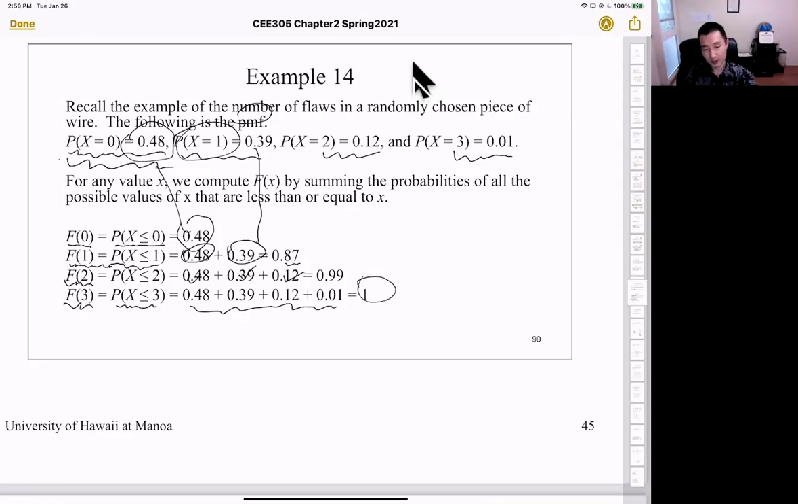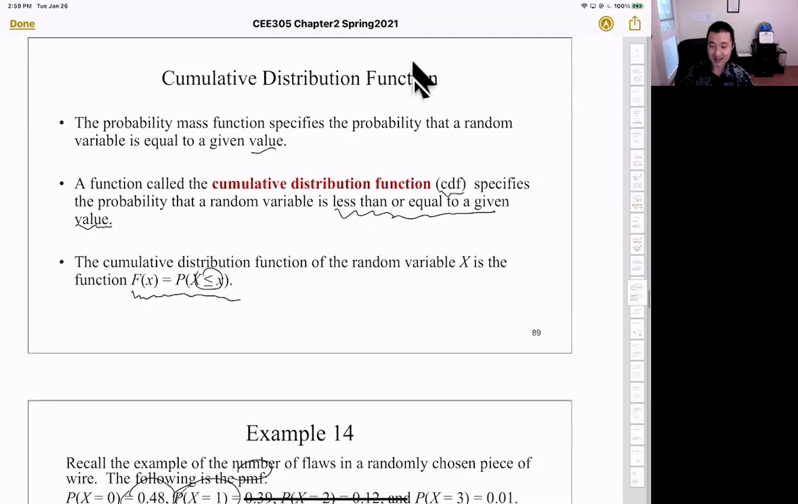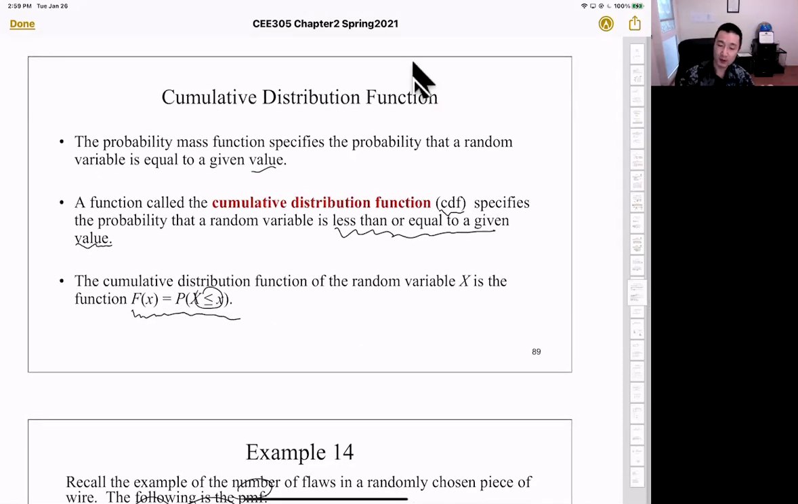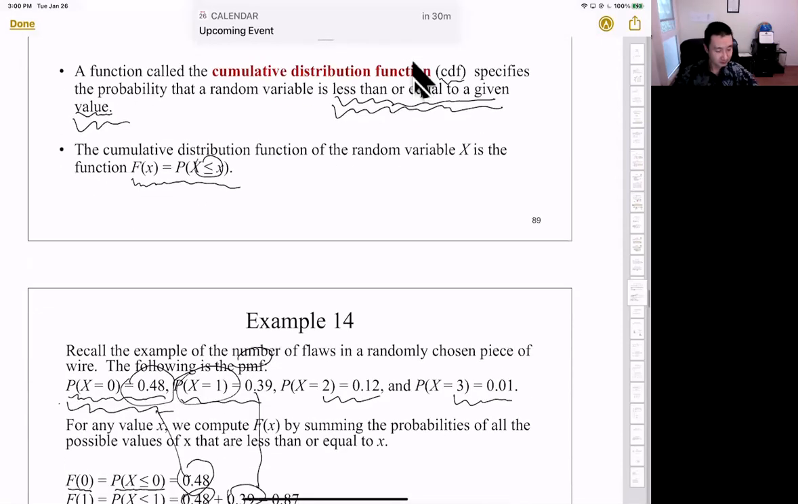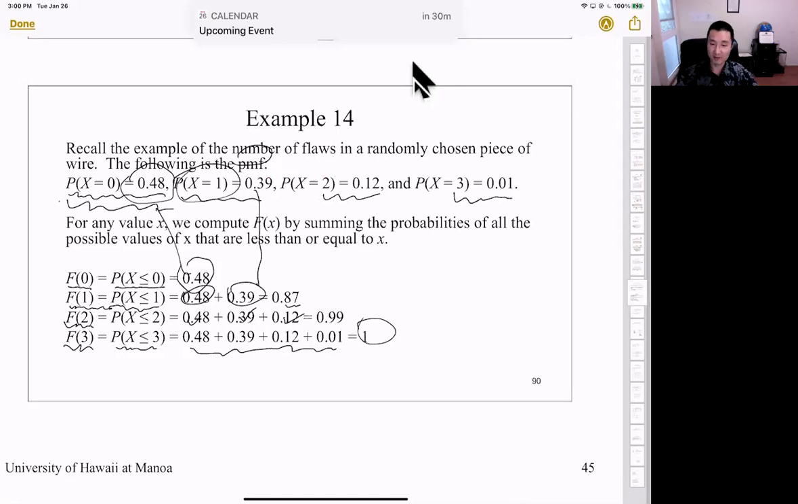Okay. So again, we can see the cumulative distribution function specifies the probability that the random variable is less than or equal to a given value. How to calculate it is very simple. We just add the probabilities for all the possible x less than or equal to a certain value. Like we can see from here.